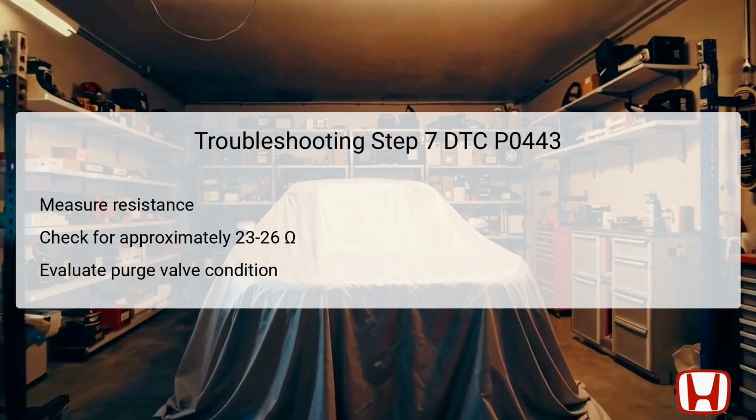If the resistance readings fall within this specified range, it indicates that the EVAP canister purge valve is functioning as intended, allowing the technician to pursue authorized service information if necessary. However, if resistance deviates from this range, it suggests malfunction, warranting replacement of the purge valve. This resistance check is critical for validating the operational integrity of the valve.